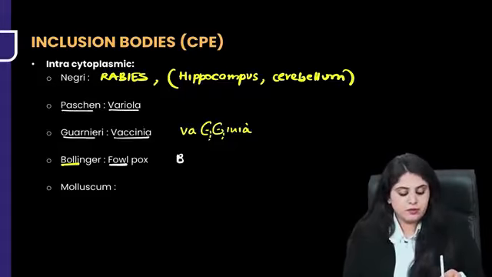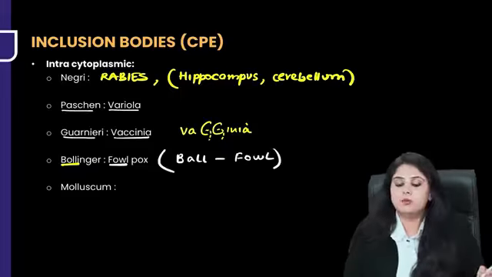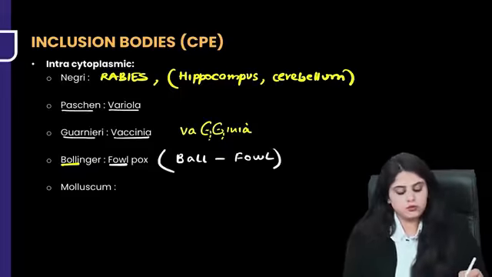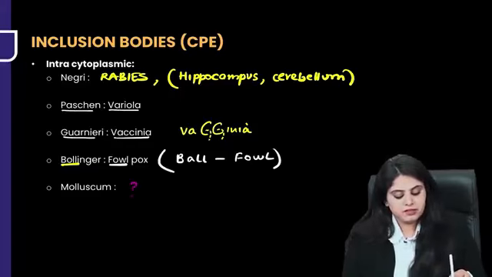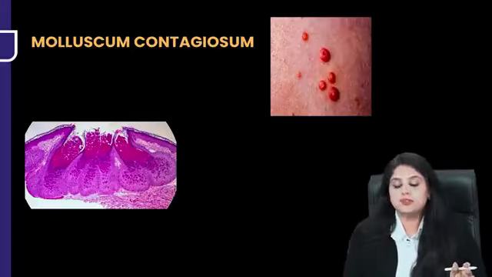Bollinger bodies, always remember, कोई भी football होगा तो उसमें foul होगा. Bollinger bodies are seen in fowl pox. Molluscum contagiosum shows you what bodies? Molluscum contagiosum, let me show this to you separately.